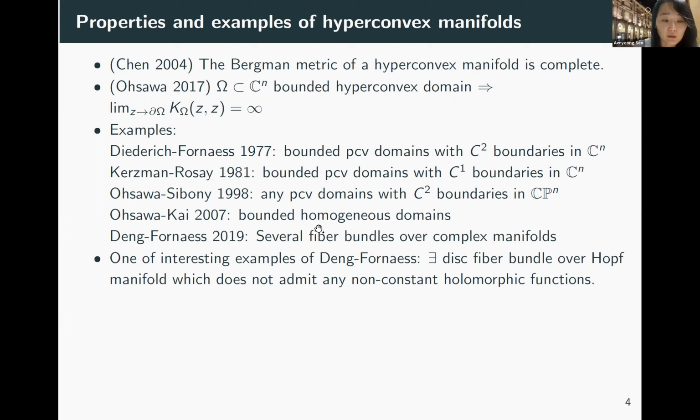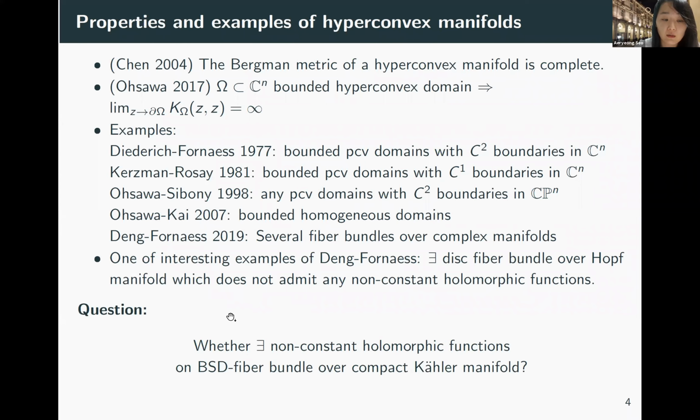One of the interesting examples to me of Deng and Fornaess is the following. There exists a disk fiber bundle over a Hopf manifold which does not admit any non-constant holomorphic functions. It is well known that a Hopf manifold is not Kähler.